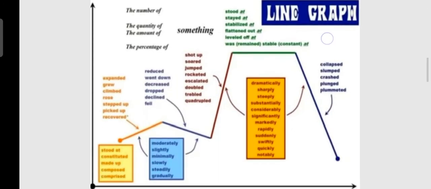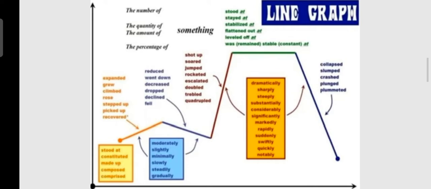Now this type of line graphs are sometimes given. So here we are given, it is in different colors. Every change is in different colors. And we are given the specific words with different colors. In different colors, all these words are also given. We have to just understand them and we can use these in our own analytical paragraphs.